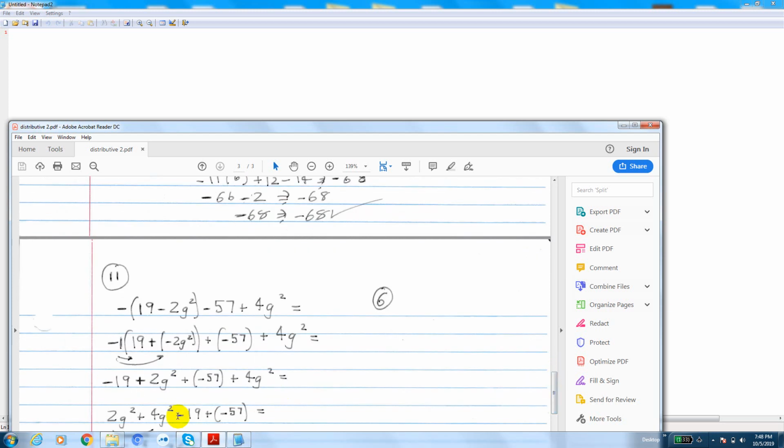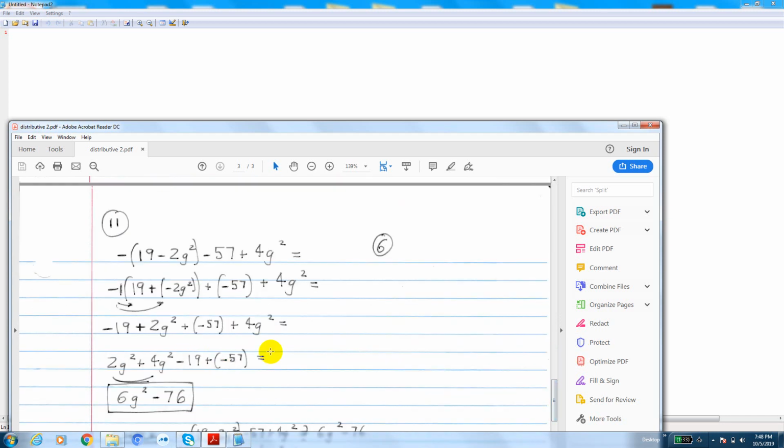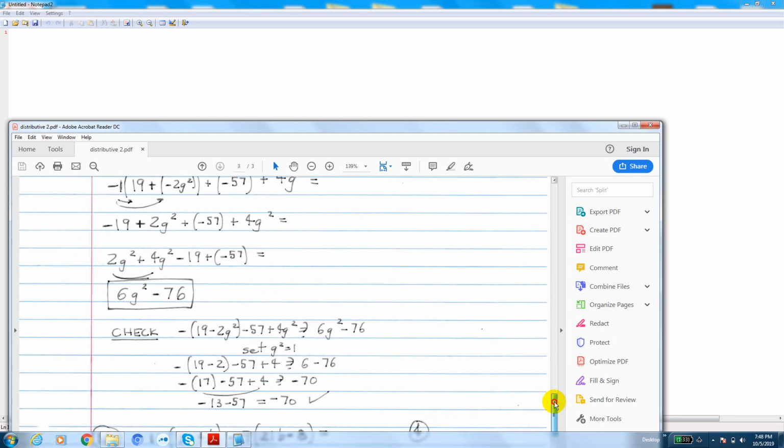Write in big type, very neat, and make sure every line you do one step at a time. You combine, you move the things next to each other, and then you just combine, and then there's the optional check if you have time.